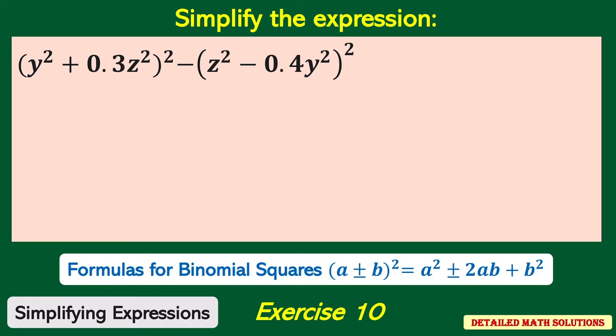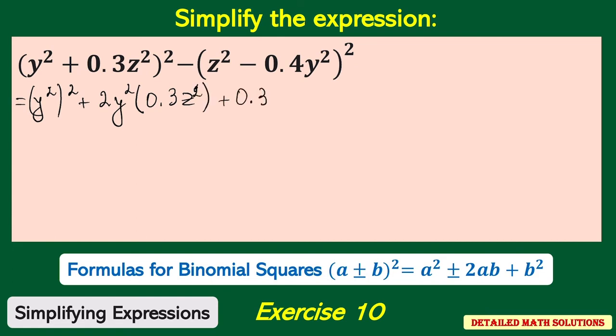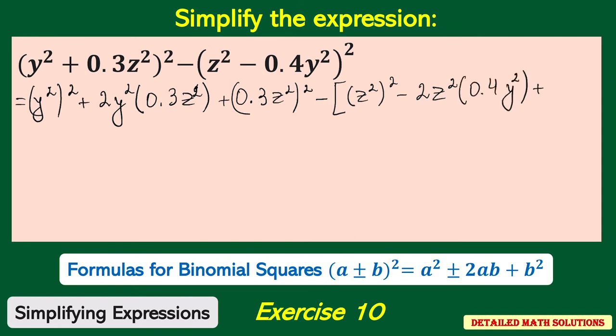Therefore, when I apply the formulas to each binomial square, this expression equals (y²)² + 2 times y² multiplied by 0.3z² + (0.3z²)² − [(z²)² − 2 times z² multiplied by 0.4y² + (0.4y²)²], closing square parenthesis.